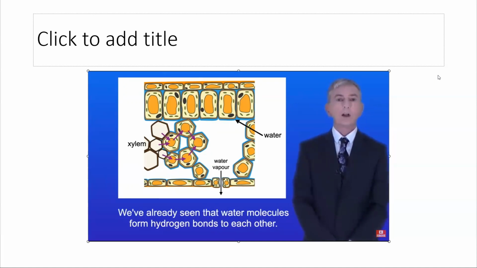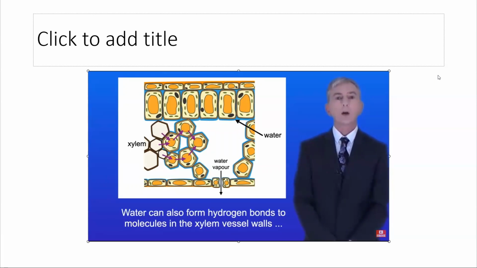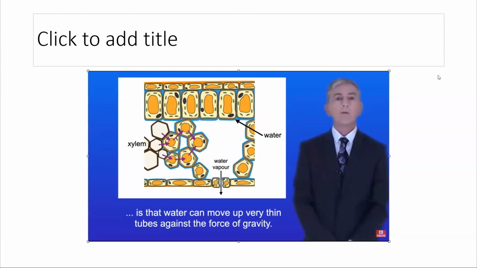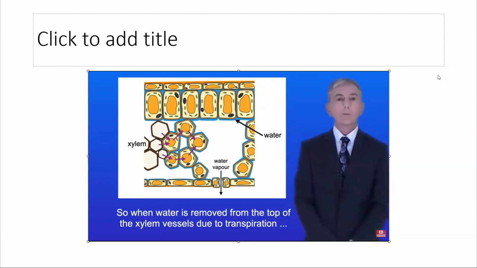Now, we've already seen that water molecules form hydrogen bonds to each other. This type of attraction is called cohesion. Water can also form hydrogen bonds to molecules in the xylem vessel walls, for example carbohydrates, and this attraction is called adhesion. Now, one effect of cohesion and adhesion is that water can move up very thin tubes against the force of gravity, and scientists refer to this as capillary action. So when water is removed from the top of the xylem vessels due to transpiration, more water moves up the xylem vessels by capillary action to take its place, and this whole process is referred to as transpiration pull.